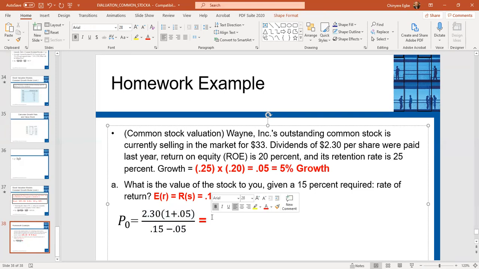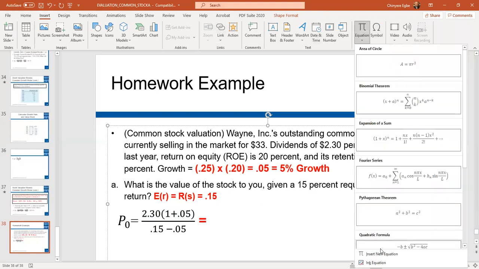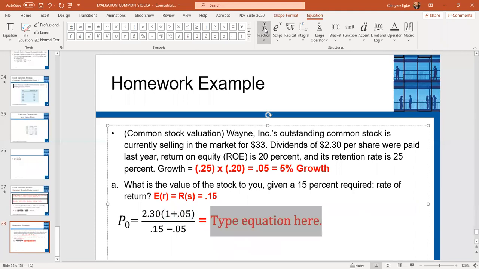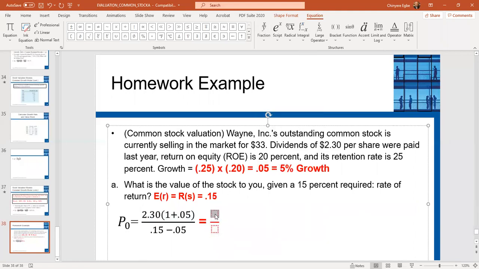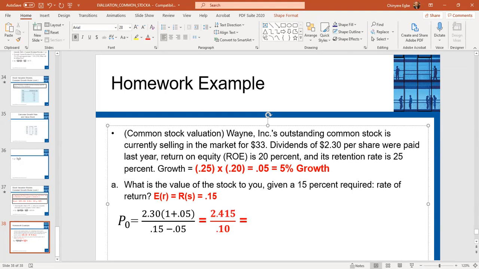What we have is 2.3 times 1.05, which is 2.415, divided by 0.10, since 0.15 minus 0.05 is 0.10, which is $24.15. So that is the price of the stock.